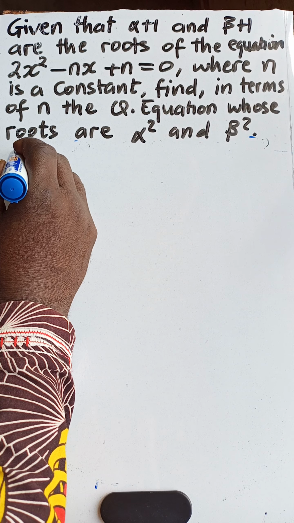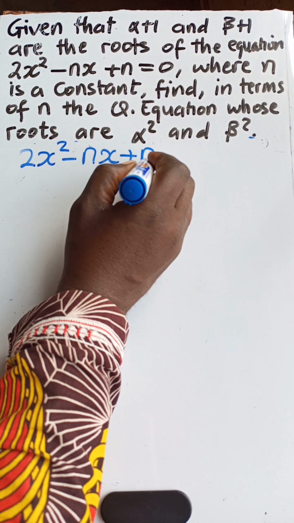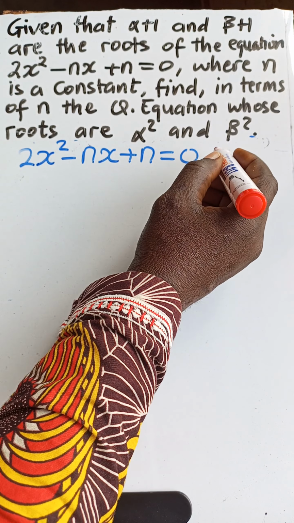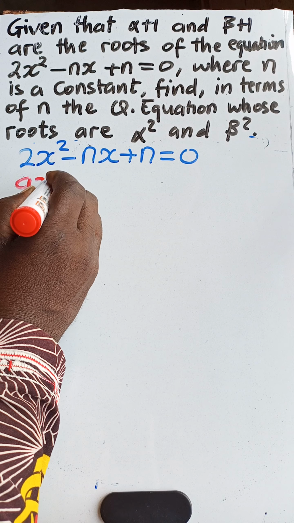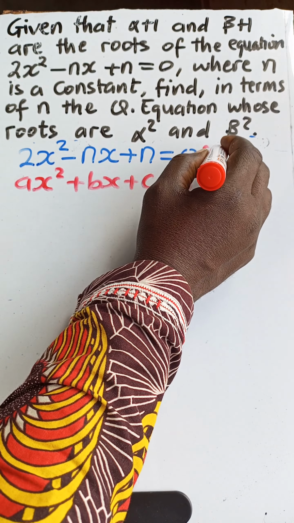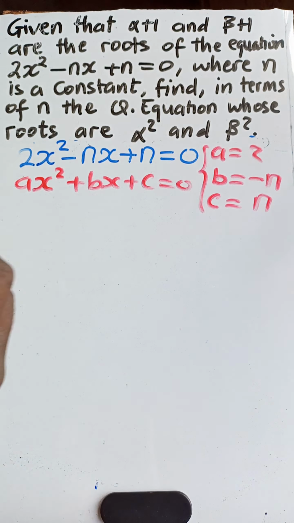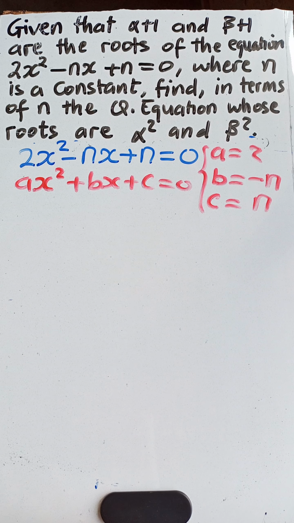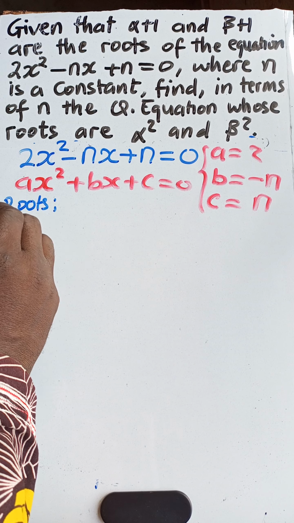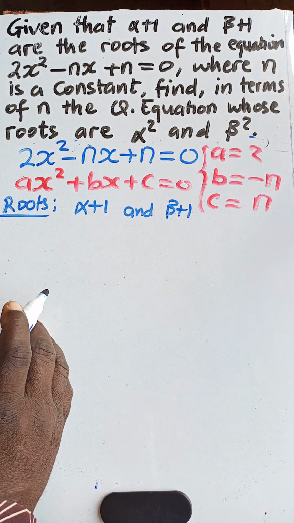Our given quadratic equation is 2x squared minus nx plus n equals 0. Now, from here, when we compare with our standard quadratic equation, ax squared plus bx plus c equals 0, we see that a is 2, b is negative n, and c is n. Now, we are told that the roots are alpha plus 1 and beta plus 1.